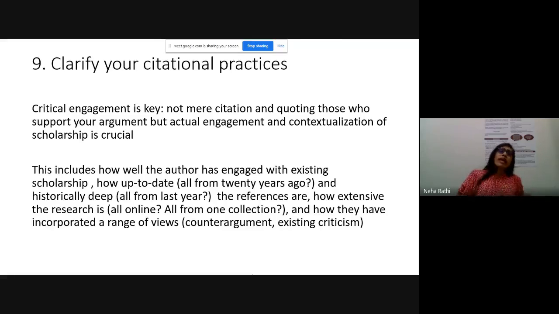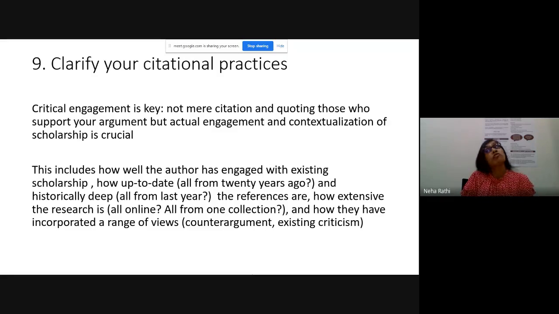Now again, coming back to that, I would say coherence of arguments, soundness of scholarship. You must justify your citational practices. Critical engagement is key; don't just cite, okay, this person said it, it's done. Quote those to support your argument; actual engagement and contextualization of scholarship is crucial. So you have to talk about why there's not a policy, what you think has been the reason, and what research has been done. This includes how well the author has engaged with existing scholarship, that means existing research articles or books, government reports.